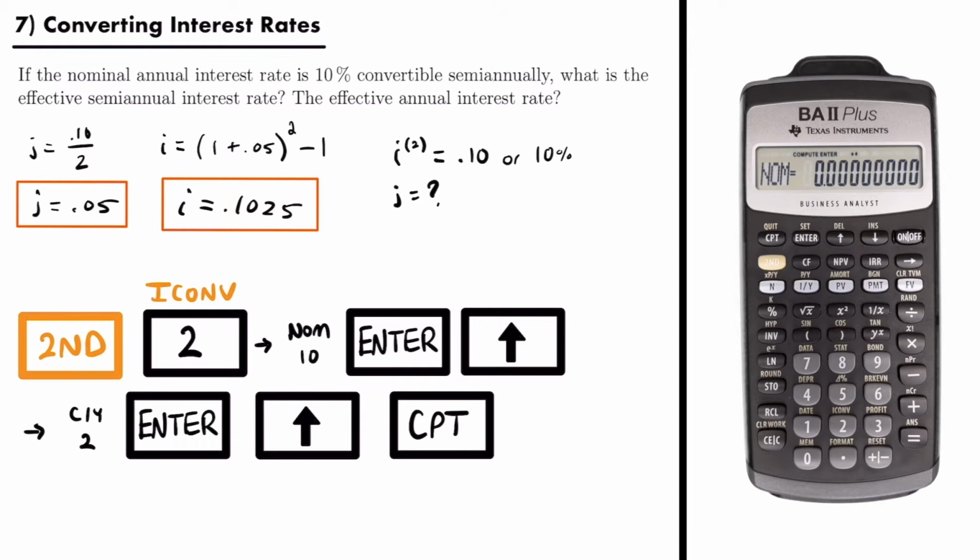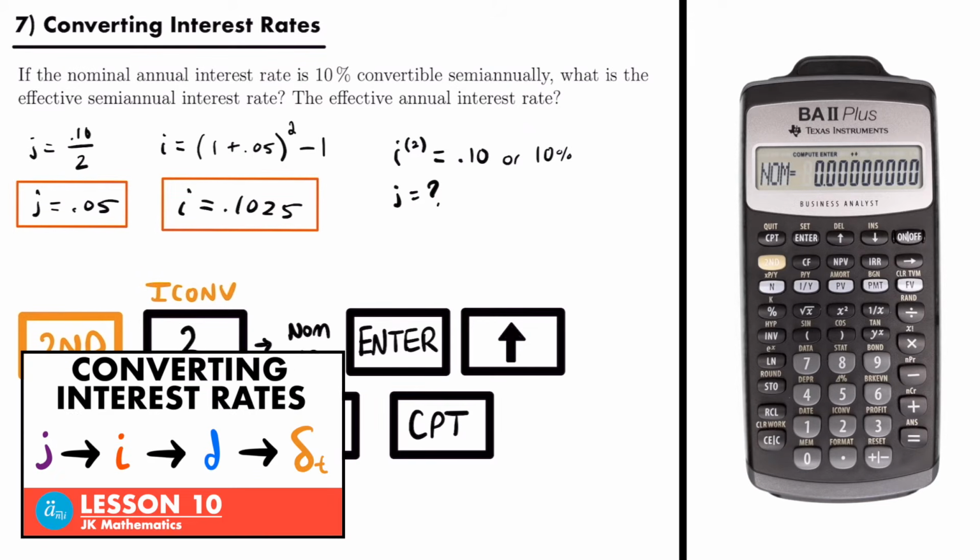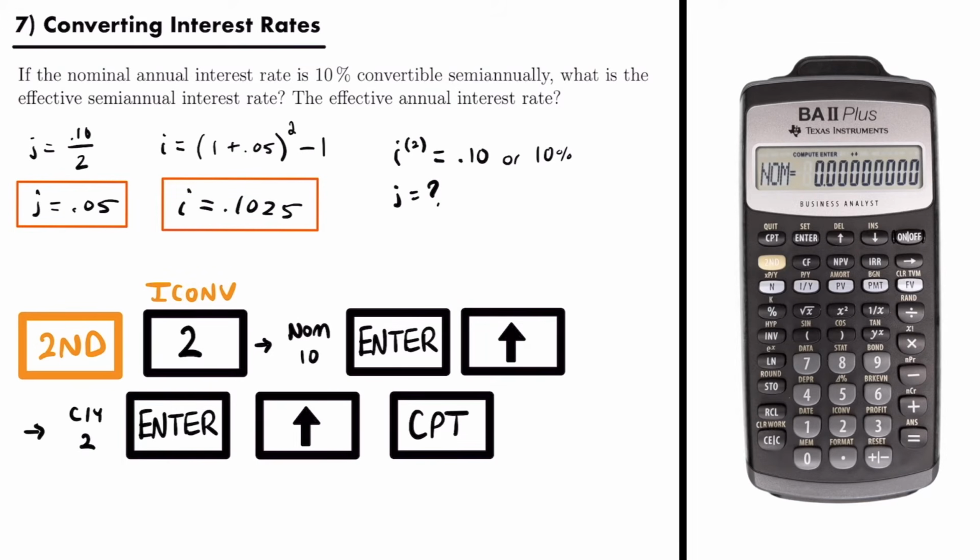And so for our example here, I have a problem that I took from one of my lesson videos. Again, links for those are in the description. And here we have a nominal annual interest rate of 10% convertible semi-annually, and we want to know the effective semi-annual interest rate and the effective annual interest rate. Okay, so I'm going to show you how to get both of these rates, and here's how you would find them by hand, but let's start by just plugging in what we know into our calculator.